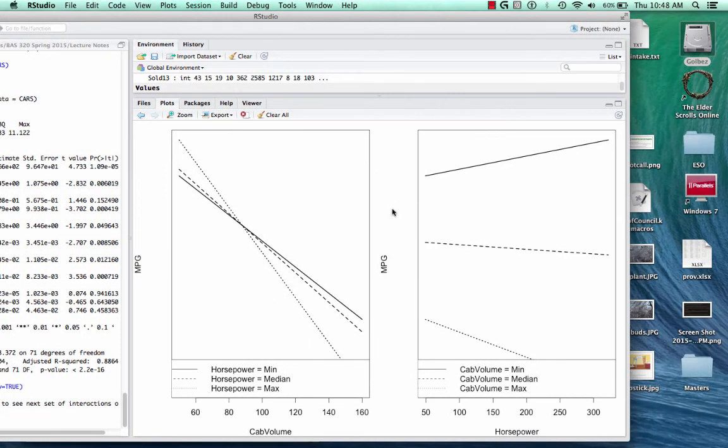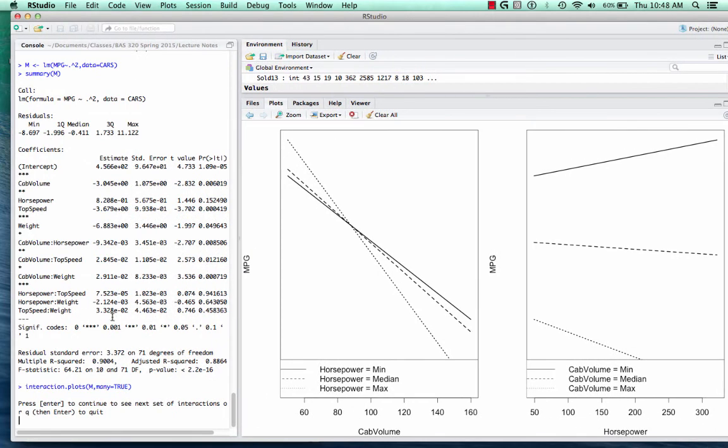Okay, well, let's look at it from a different angle. What's the relationship between fuel efficiency and horsepower for various sizes of the car? Well, at the very smallest sizes of the car, it looks like the relationship between fuel efficiency and horsepower is a little bit positive. But as the size of the car gets bigger, the relationship between fuel efficiency and horsepower starts to become negative. So it kind of switches sign. That's what the data is saying.